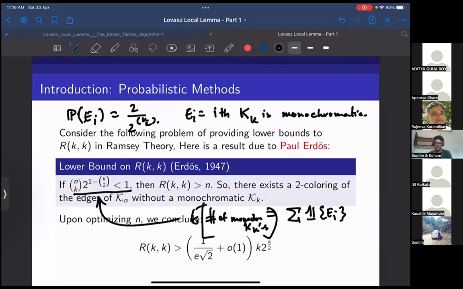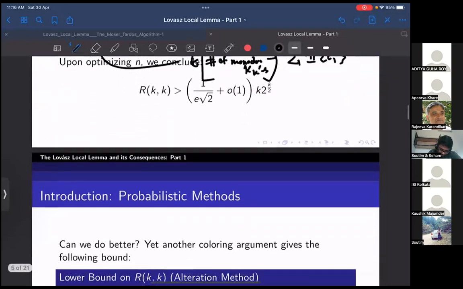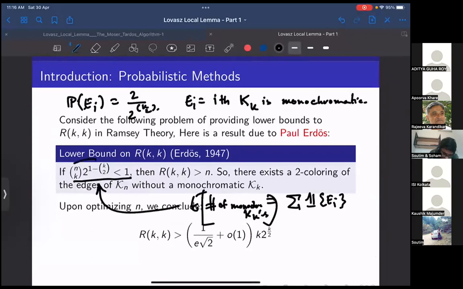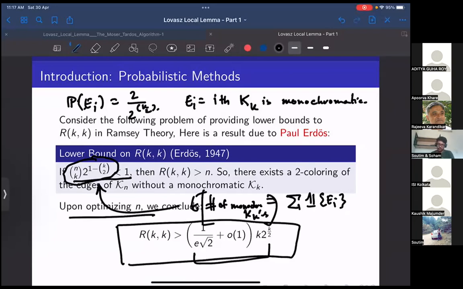So if the expected value of the number of monochromatic Kk's is less than 1, then there exists an assignment of the coloring for which there does not exist any monochromatic Kk in the graph. Again, by introducing a little modification in our probabilistic argument, we get the following bound on R(k,k), which is called the alteration method. I'll not go into details of this, it will take up a lot of our time. The crucial observation is that in this expression, if we find the largest value of n satisfying this inequality, then that turns out to be something like this. So upon optimizing n, we can conclude that the value of R(k,k) is this.